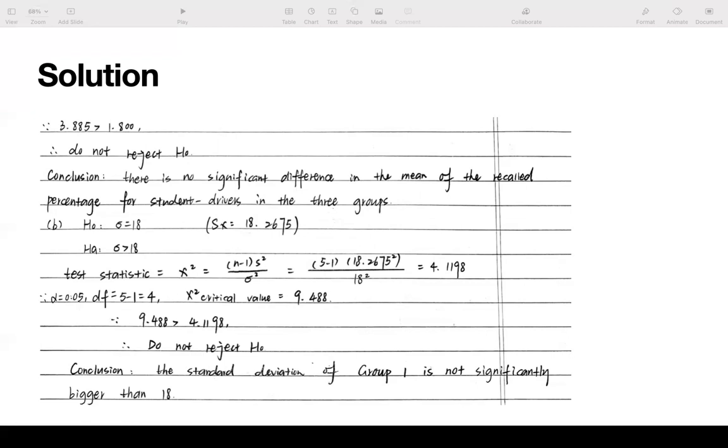And we can write the test statistic as the chi-square distribution, and we can have it equal to 4.1198. And since alpha is equal to 0.05, the degrees of freedom is equal to 4, we have the chi-square critical value equal to 9.488. So since the critical value is larger than the test statistic, we do not reject the null, and we can basically conclude that the standard deviation of group 1 is not significantly bigger than 18.